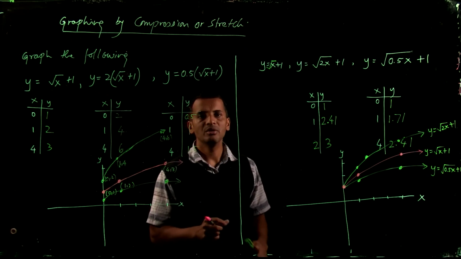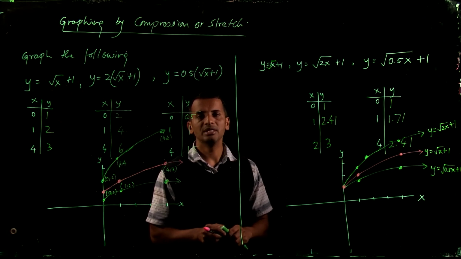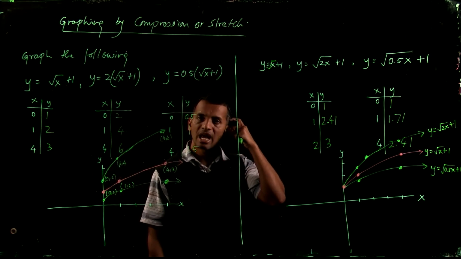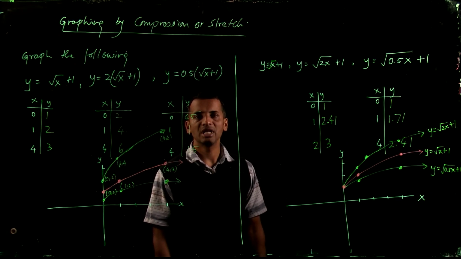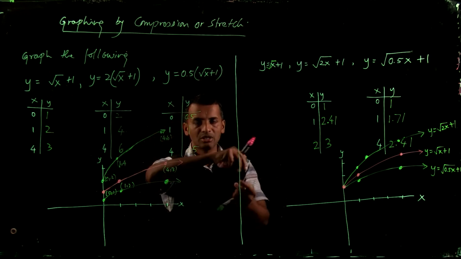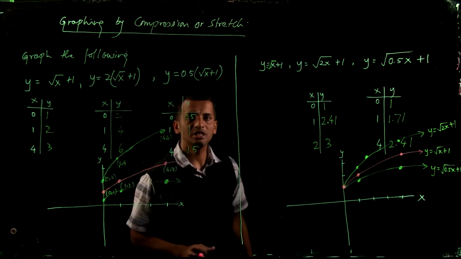So the basic idea here is, if you multiply x by a number that is bigger than 1, then you will see horizontal compression or vertical stretch. And if you multiply x by a number that is smaller than 1, then you will see the vertical compression or the horizontal stretch. Basically, vertical compression and horizontal stretch show a similar pattern.